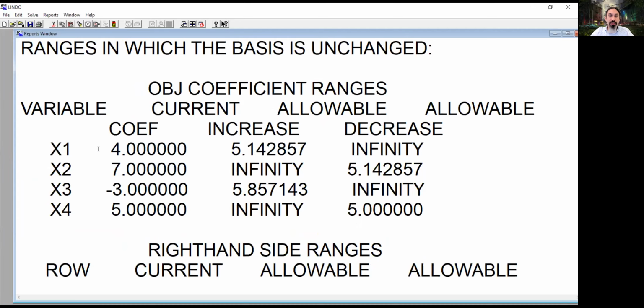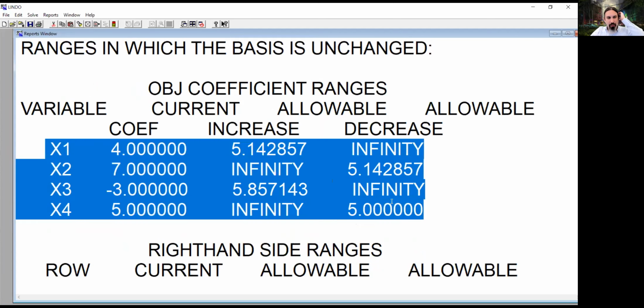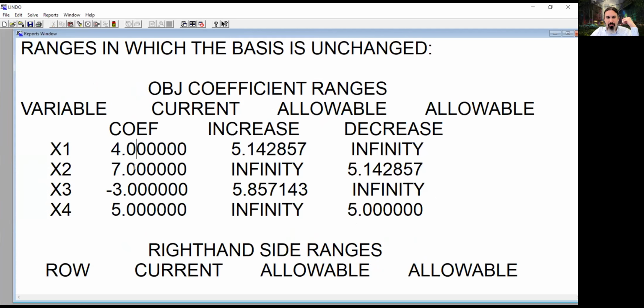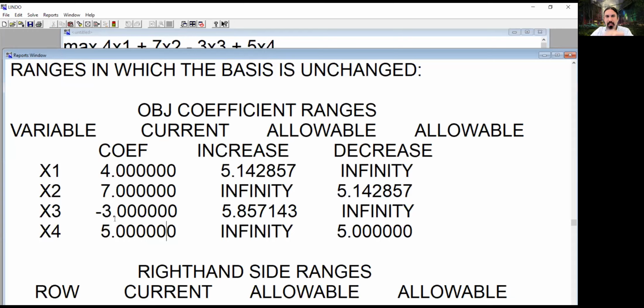How can my coefficients change? Now, these are the coefficients of the variables. Now we have x1, x2, x3, and x4, and these are their values: 4, 7, minus 3, and 5. These are our starting values. And it says that you will keep this objective solution as long as your 4 does not go over 9.14. It has an increase range of 5.14, so 4 plus 5.14 is 9.14. And it can decrease infinitely. So there is no limit there.